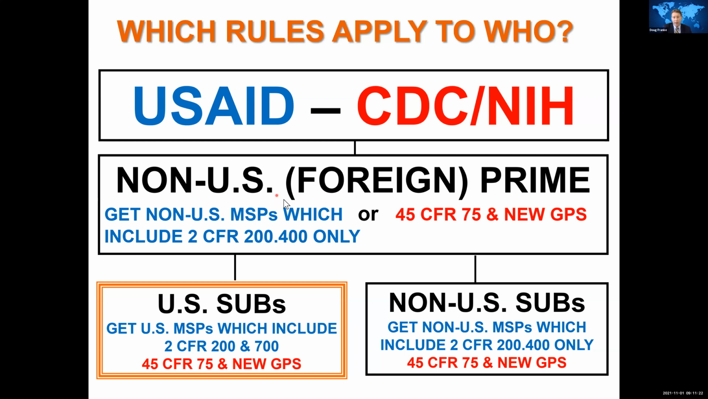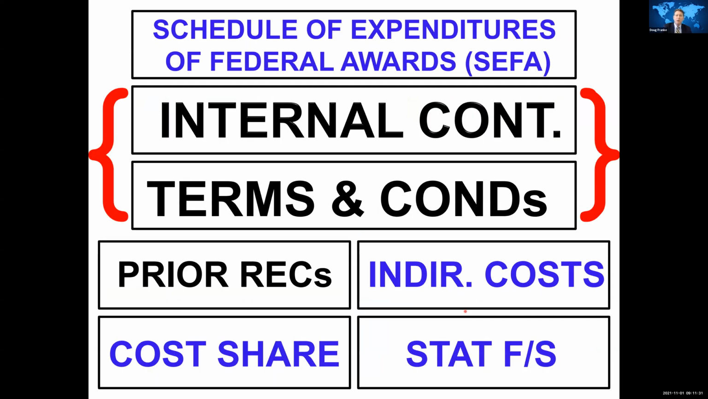So the foreign prime will pass down the same subaward with the same non-US provisions and the cost principles to the subs. Okay, so here is what's going to be in it. I'm jumping through now to complete the exercise. I'm assuming you won your award. Congratulations. You got your 10% de minimis. You know the cost principles. You're spending the money. Now what?